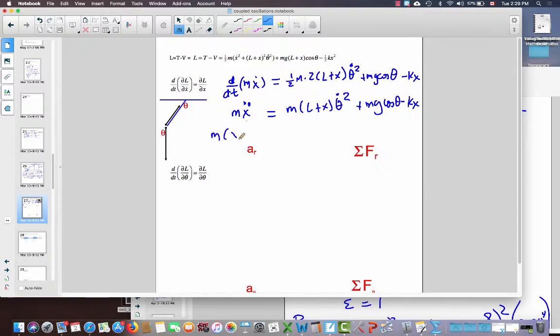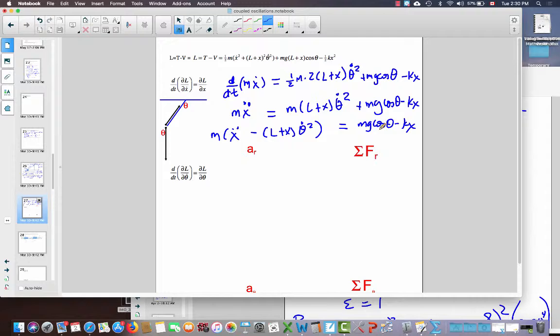So I'm going to factor out the mass, and it's going to be x double dot minus (L plus x) theta dot squared. And then the other stuff is just left over here, mg cos theta, subtract kx. And the reason we do that is that it should now be familiar to us, because this is the acceleration in cylindrical coordinates. X double dot minus the radius times theta dot squared.